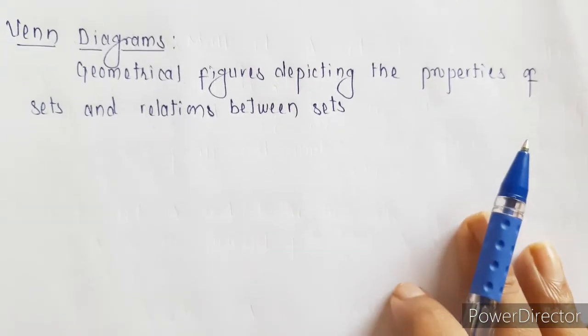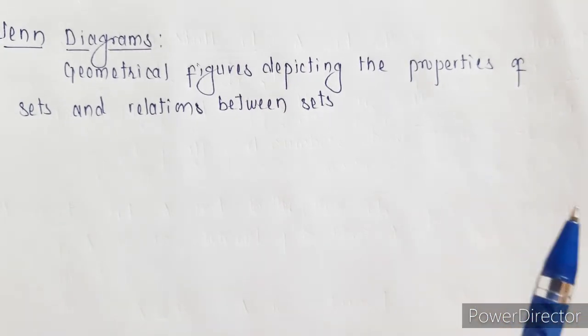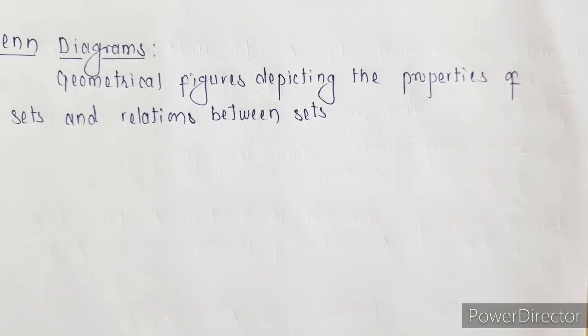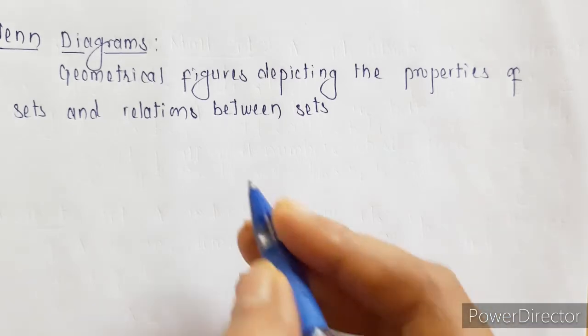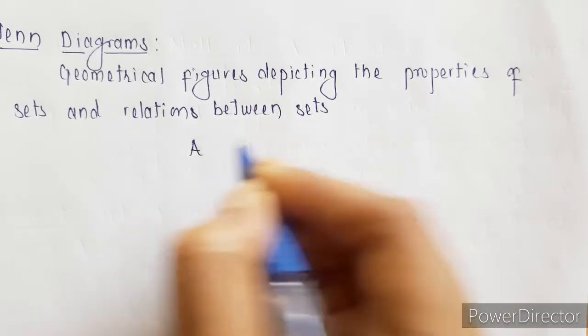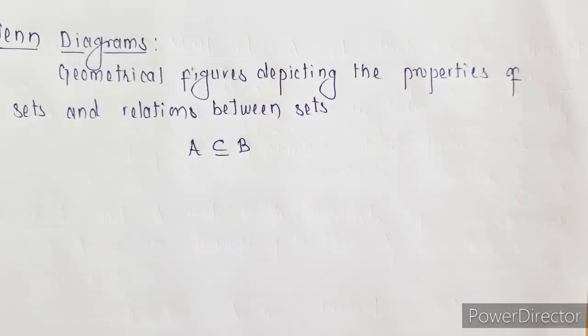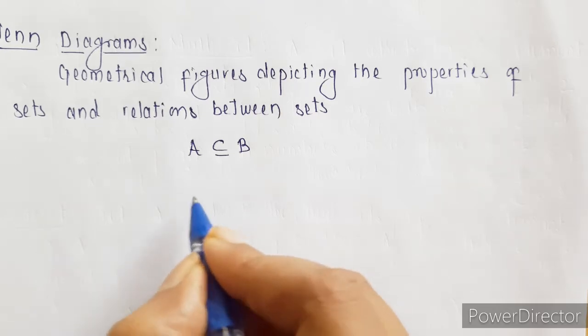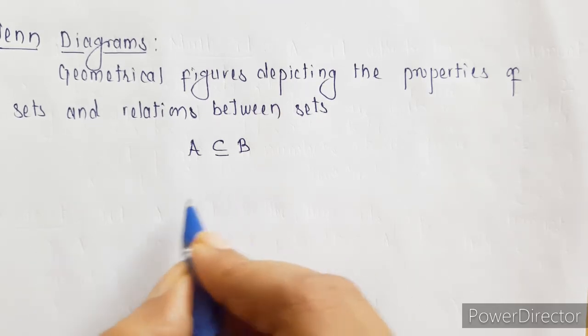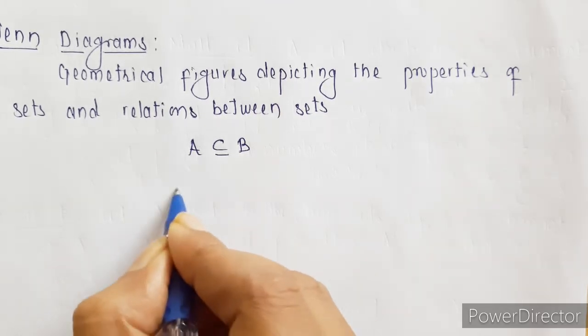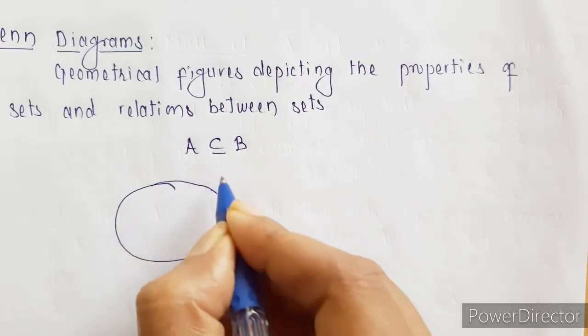Next what we have is Venn diagram. Now Venn diagrams are nothing but geometrical figures which depict the properties of sets and relations between sets. Now suppose we have two sets, set A and set B, and suppose set A is contained inside set B. Set A is a subset of set B, then Venn diagram can be drawn like this. This is your bigger set, set B.